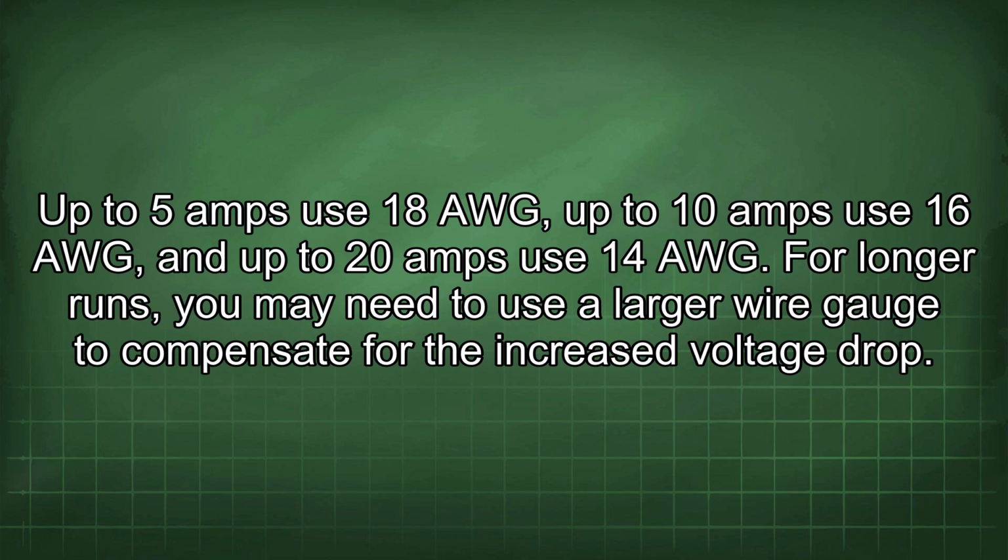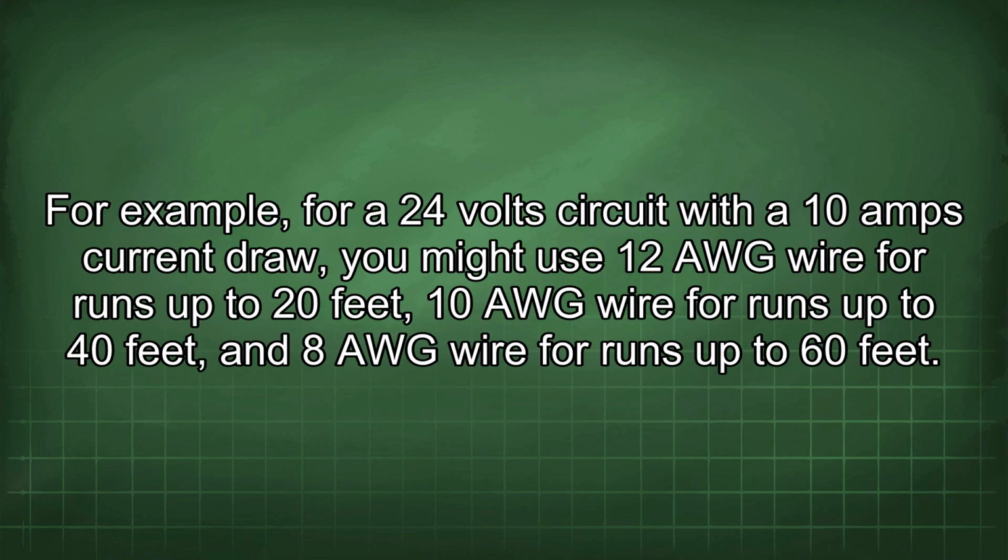For longer runs, you may need to use a larger wire gauge to compensate for the increased voltage drop. For example, for a 24 volt circuit with a 10 amps current draw, you might use 12 AWG wire for runs up to 20 feet, 10 AWG wire for runs up to 40 feet, and 8 AWG wire for runs up to 60 feet.